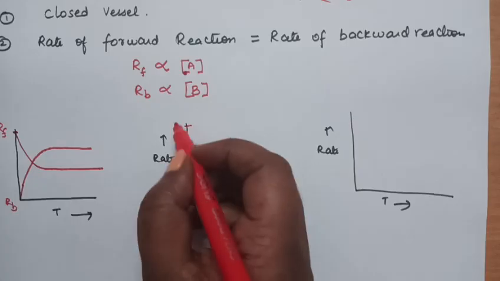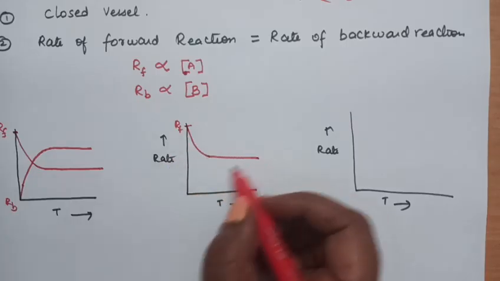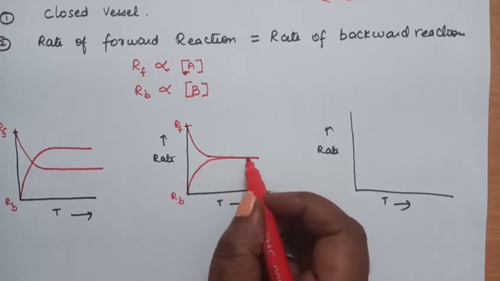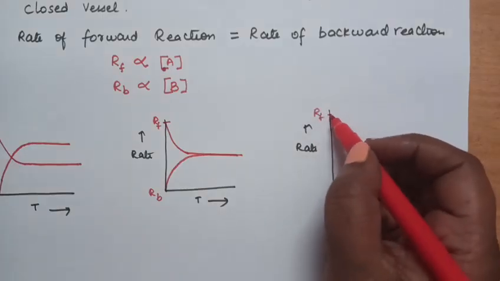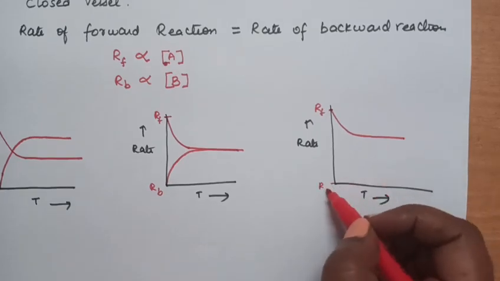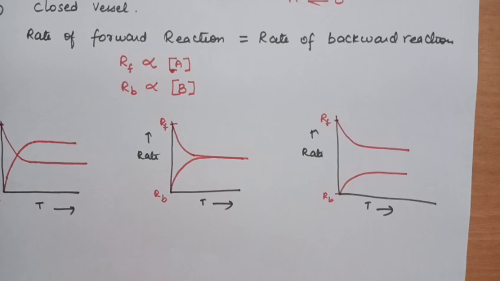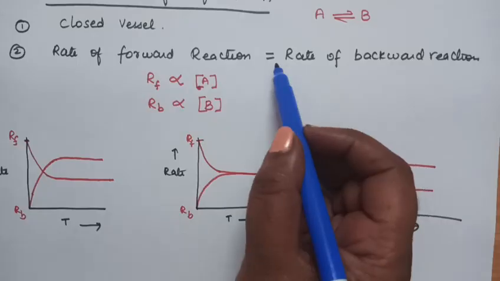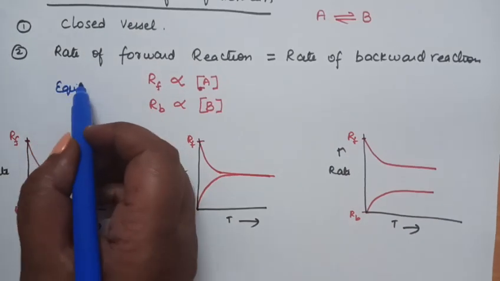In another graph, this is the rate of forward reaction, slowly decreasing and then becoming constant. The rate of backward reaction increases like this and then becomes constant. In the third graph, the rate of forward reaction decreases and becomes constant, and the backward reaction increases and becomes constant. Now let us check which graph is correct. The rate of forward reaction is equal to the rate of backward reaction at equilibrium. We are checking equilibrium.